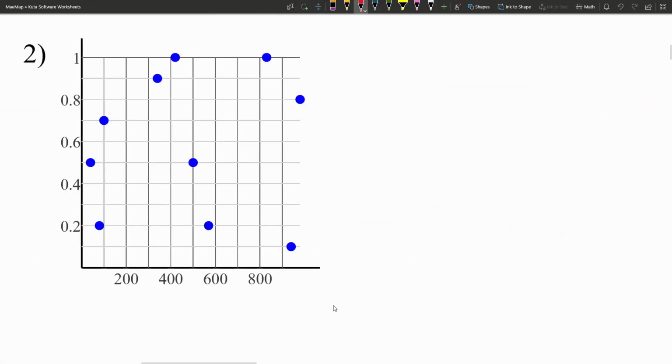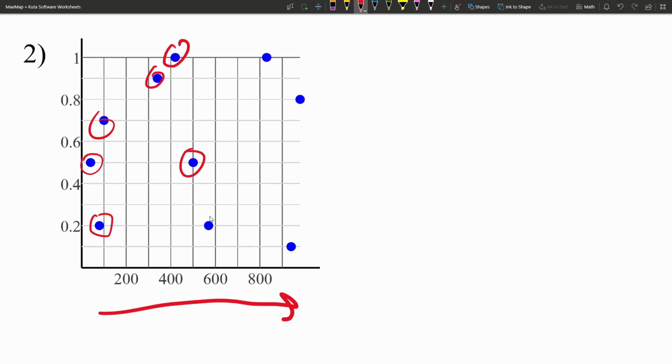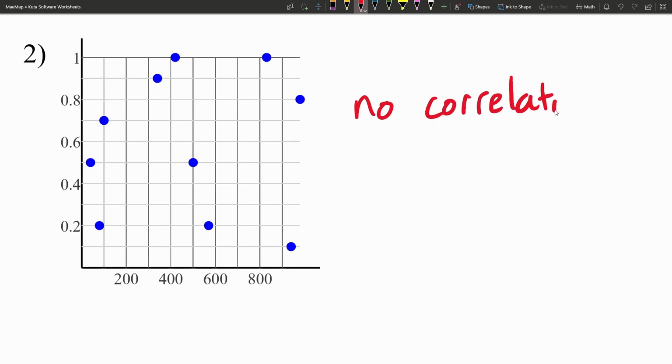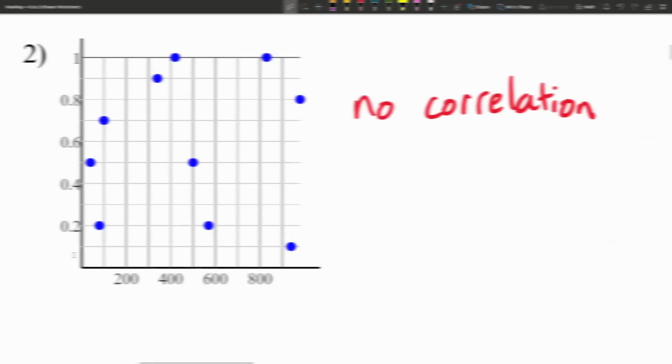For number 2, as we move to the right, what exactly happens with the points? Well, we start kind of in the middle here, then we jump down, then up, then up, then up. So it seems like a positive correlation, but then all of a sudden we drop back down, and then we go back up again, and then down, and then up. Because there's not a trend among the points, in number 2 there's no correlation.